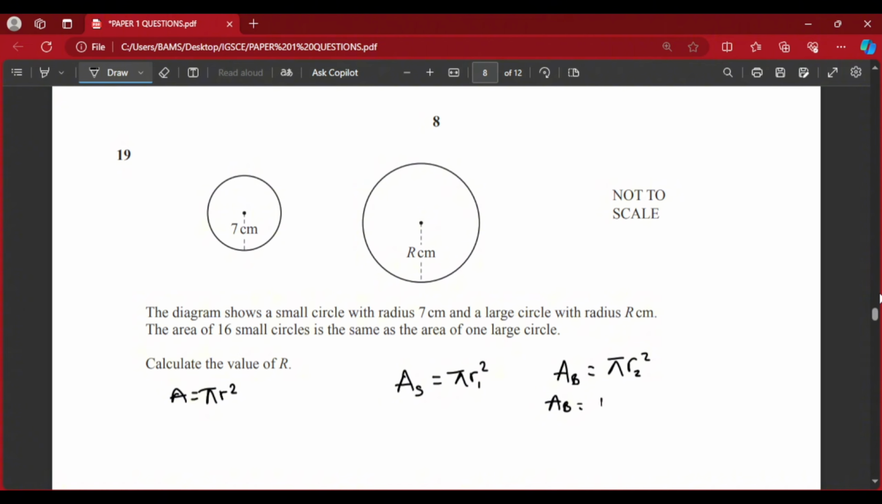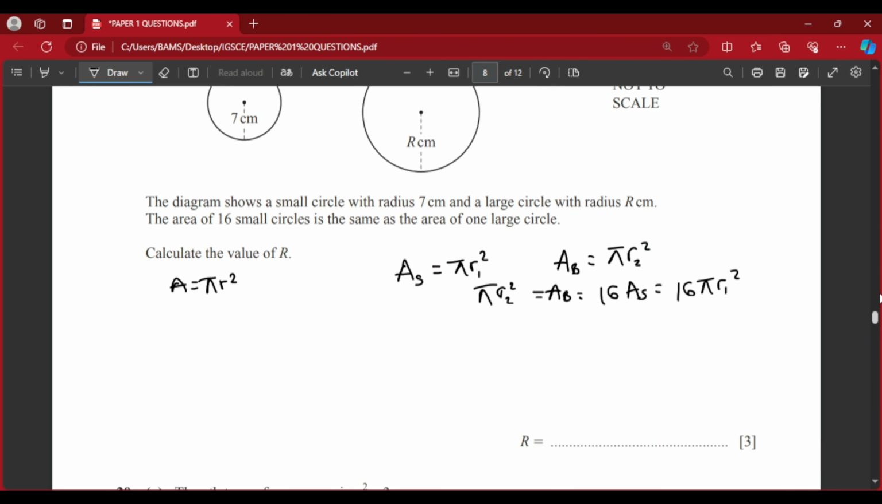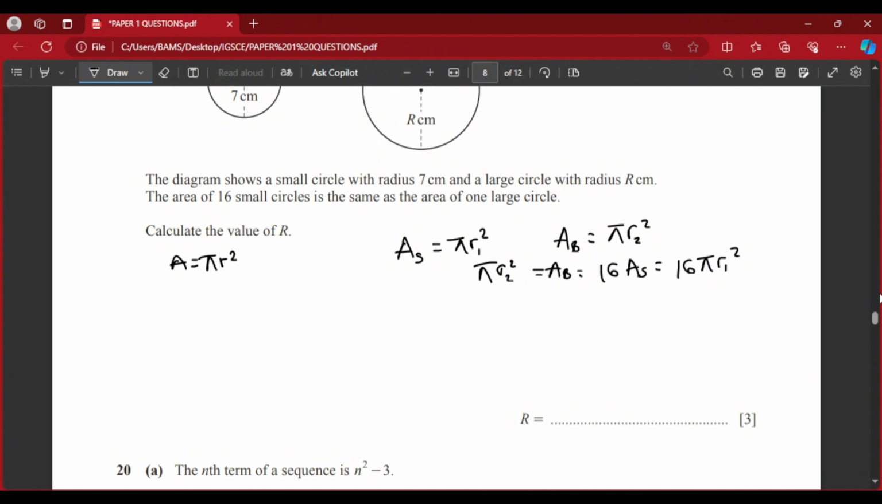Now, the area of big is actually 16 times the area of the small one. So area of big is 16 times pi r1 squared. And we know that area of big is actually pi R squared. Is that okay? So we can now fix it in. We are dealing with pi R squared is equal to 16 times pi times, R1 is actually 7, so 7 times 7. So pi can cancel pi on both sides. What I would have next is R squared is equal to 16 times 49.